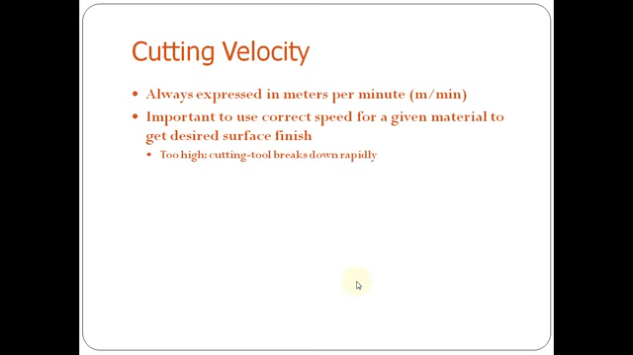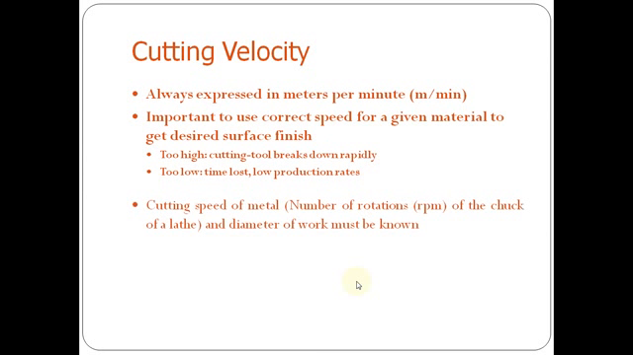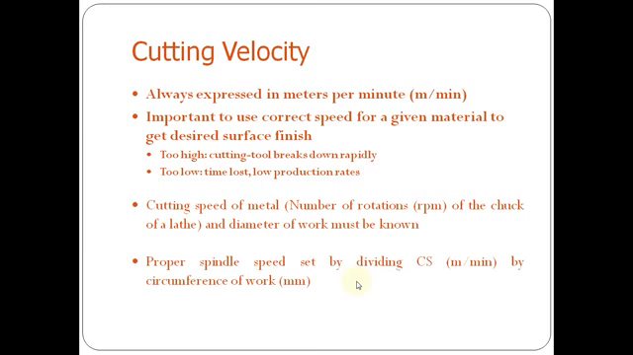If you select a speed that is too high, the cutting tool breaks down rapidly. If you select one that is too low, it's a time loss with a low production rate, hence the cost of production keeps on increasing. So that requires proper selection of the cutting speed for the material, and the diameter of the workpiece must be known for this.